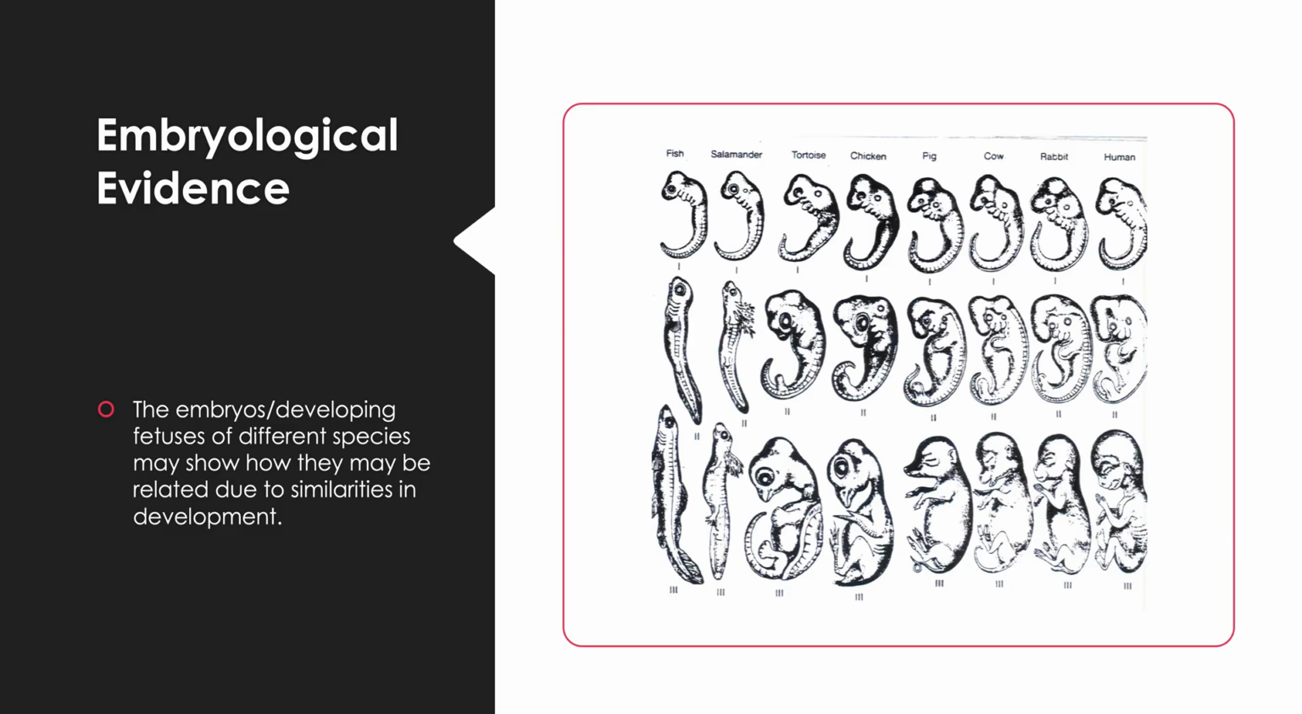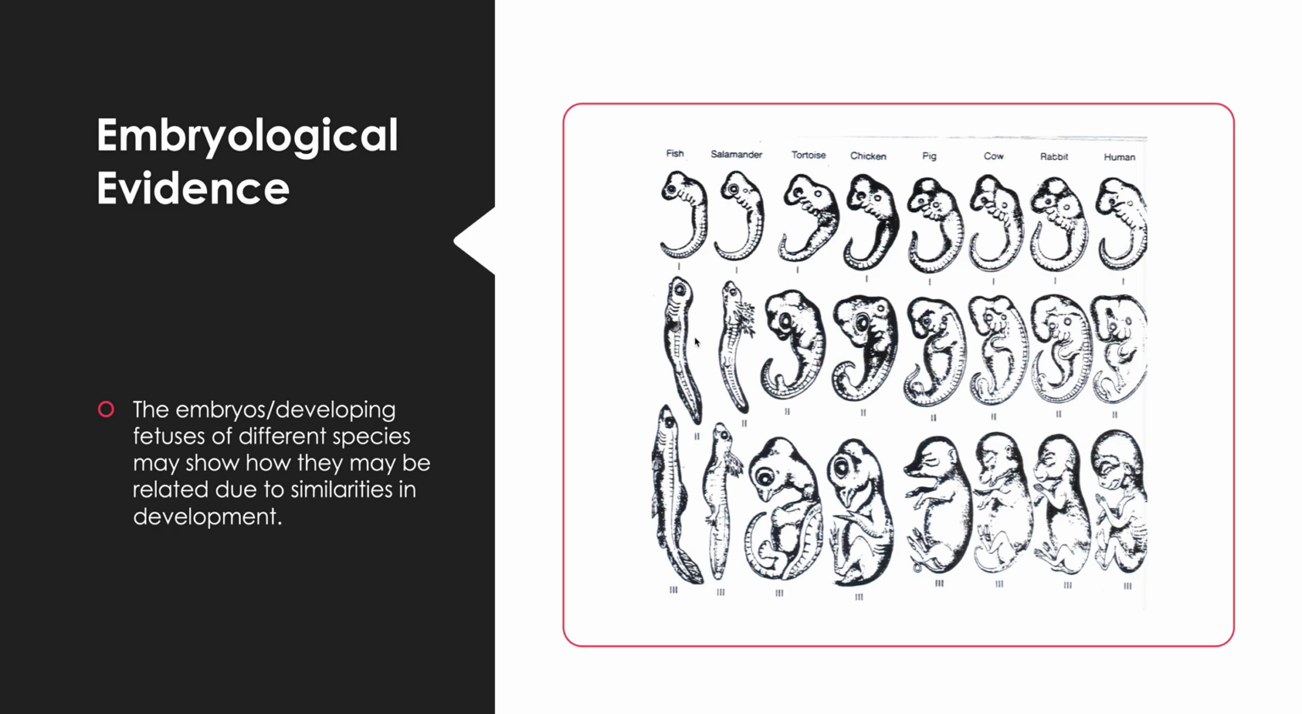Our next type of evidence is embryological evidence. This is looking at what the fetus looks like as it's developing. We can use similarities in how they develop to look at similarities in history. If you look at this image here, this is stage 1 of development, and all these very different species look very similar as they start developing. Here's a fish, which looks quite similar to a tortoise, which looks quite similar to a cow, which even looks similar to a human.